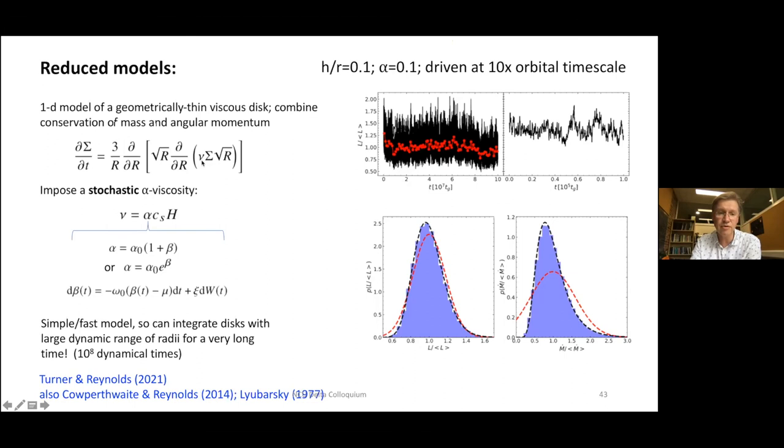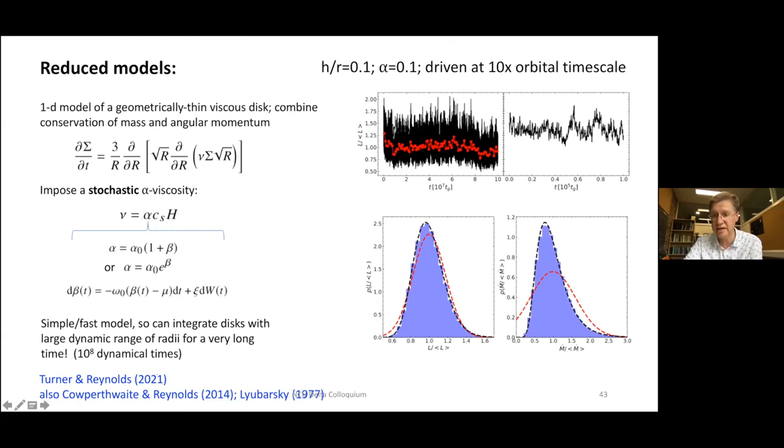Following the approach that Lubarsky pioneered back in the late 90s, we can treat this using the alpha prescription, and we can take alpha to be a stochastic parameter. There are a couple of different forms we can use for alpha in terms of this quantity beta, which is given by a damped random walk. And then we can numerically integrate this using models for beta that are guided by the MHD simulations I've just been talking about. This is an exercise that my current PhD student, Sam Turner, has recently published.